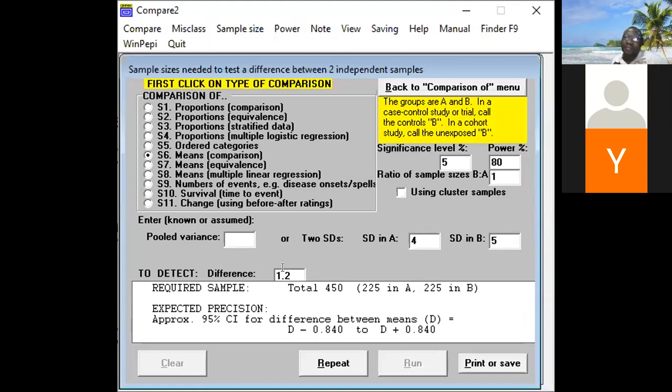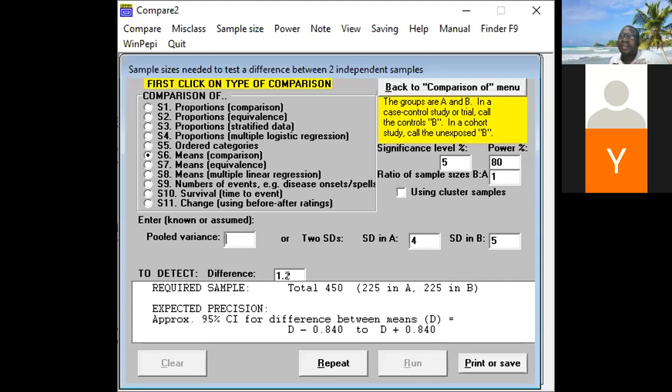Okay, now when you are using the variance, is there still any need for difference between the mean? Of course, they have their own place. Instead of using this standard deviation, you use pooled variance. If you put pooled variance, you just put the pooled variance here and then put the difference between the mean. Yeah.